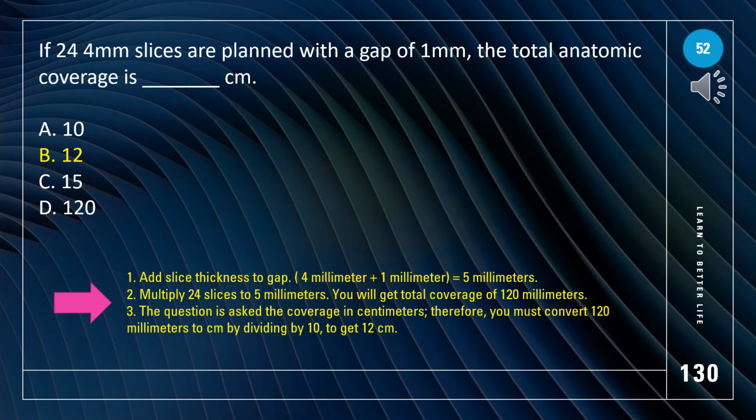First, add slice thickness to gap. 4 mm plus 1 mm equals 5 mm. Then, multiply 24 slices by 5 mm. You will get total coverage of 120 mm. But the question asks for the coverage in centimeters, therefore you must convert 120 mm to cm by dividing by 10 to get 12 centimeters.